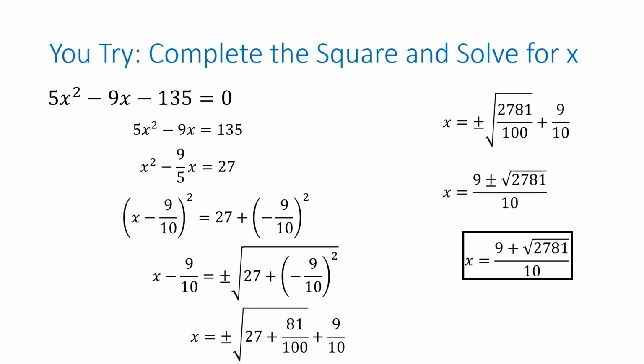So our two solutions are x equals 9 plus the square root of 2781 divided by 10, and x equals 9 minus the square root of 2781 divided by 10.